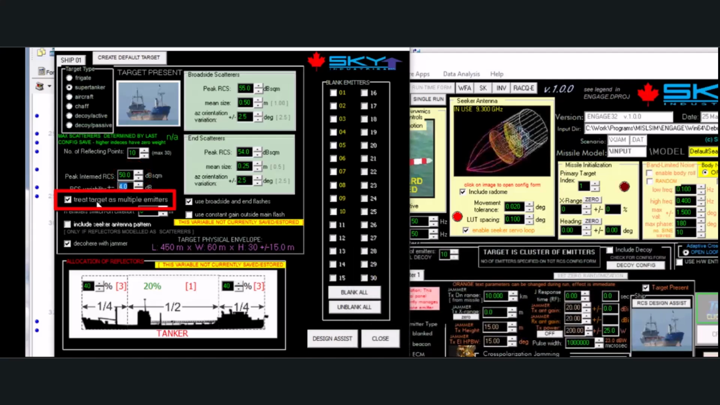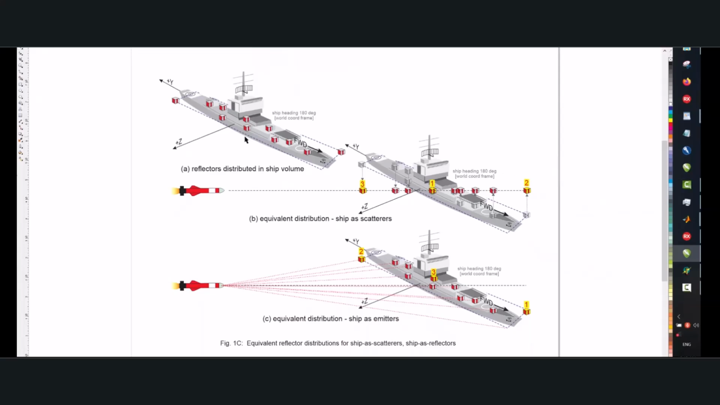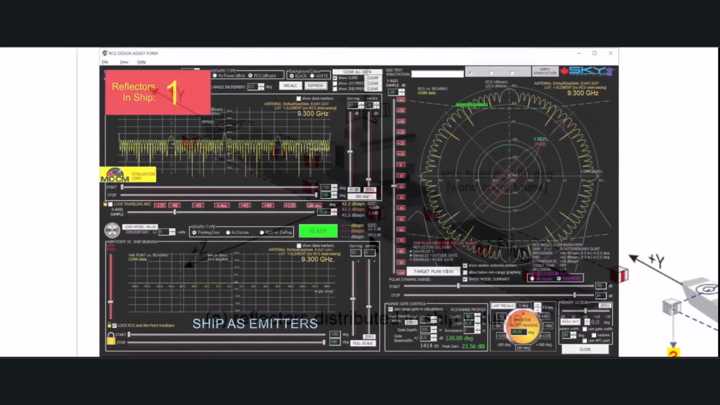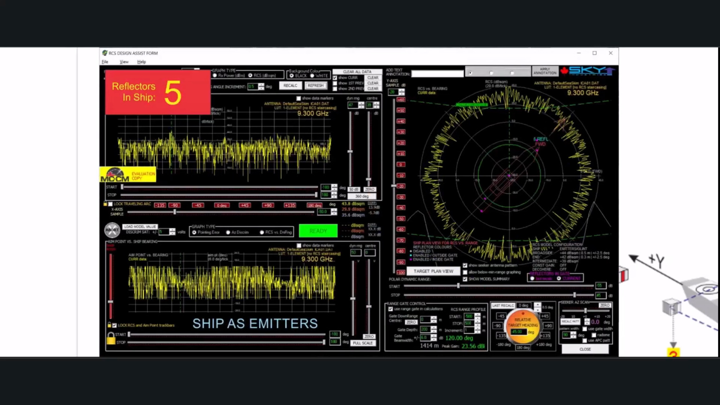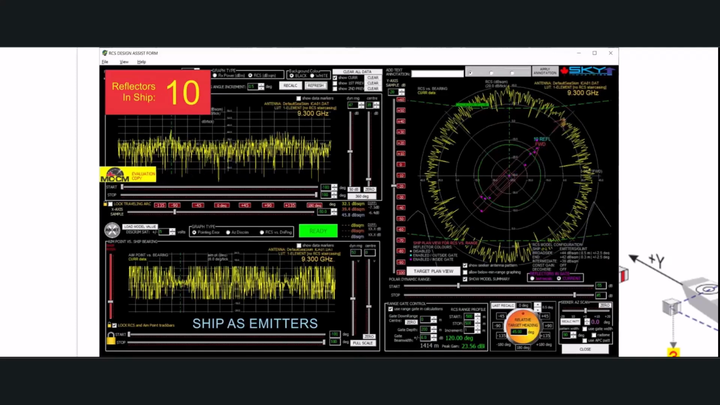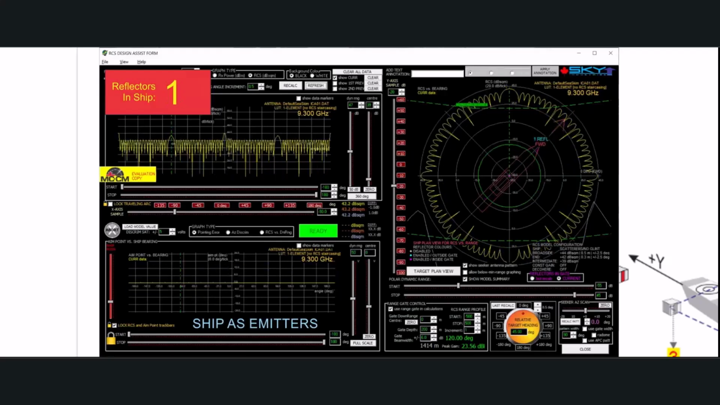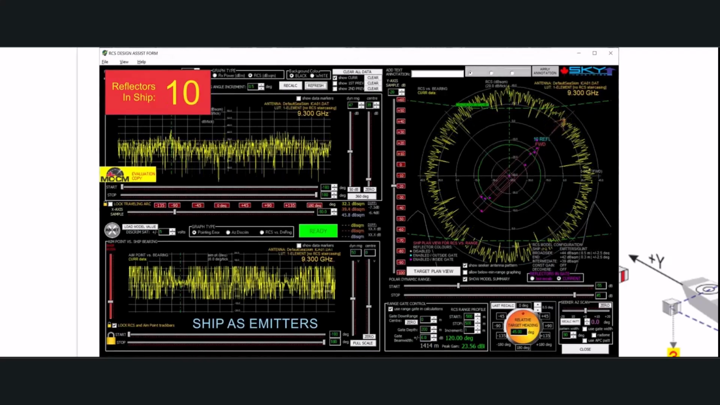Treat target as multiple emitters. What does that mean? Well, we need another graphic here. A ship is what we call a distributed target: multiple reflectors distributed over the superstructure. You don't need more than about 10 scatterers to represent a ship. I mean, you can try it. You can go up to 30 of them. Try 1, 2, 3, 4, 5, and you'll see the RCS plot, which we'll look at in a few minutes, change. And once you get to 10, it's really not changing very much. I mean, it changes, but its characteristics don't change. So all you're doing is chewing up processing time for no benefit.